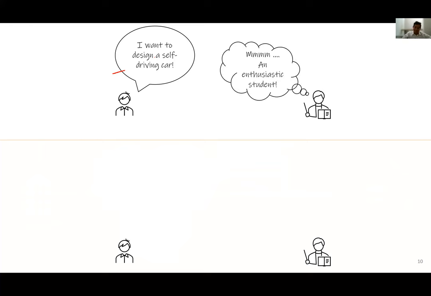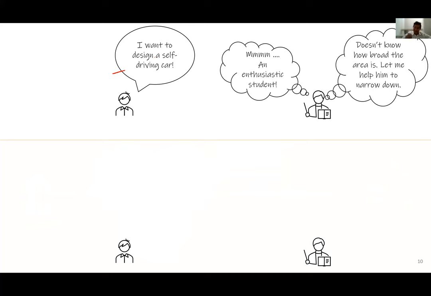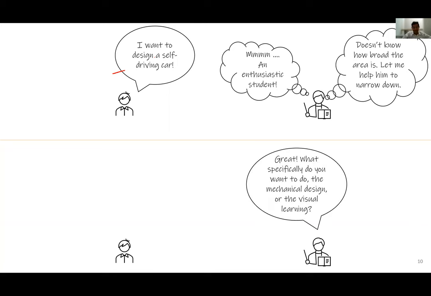Professor thinks, oh, an enthusiastic student. And he says, doesn't know how broad the area is. Student doesn't know this, right? Let me help him to narrow it down. So professor says this. Professor thinks this. And then he says, specifically, what do you want to do? The mechanical design or the visual learning part? So professor sees that there are two major parts in self-driving, the mechanical car driving part actually, which involves controls, and the deep learning and computer vision part.